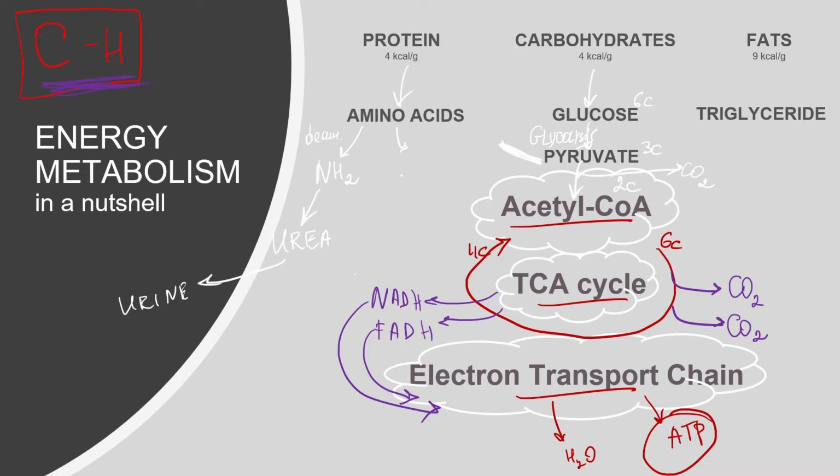There are 20 different amino acids, and each of them has its own pathway. Some of them convert directly to pyruvate. Some of them are converted into acetyl-CoA, and some of them go directly to the TCA cycle. The amount of amino acids that are converted into pyruvate is approximately 50%. The other half is over here.